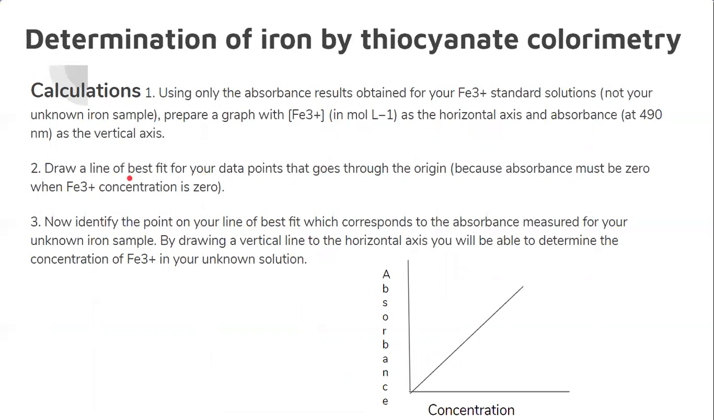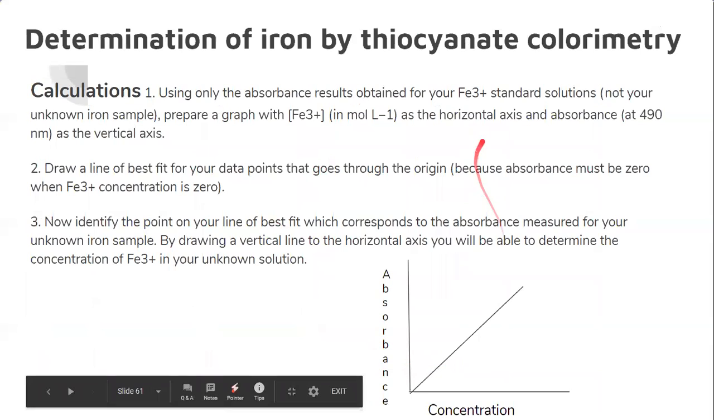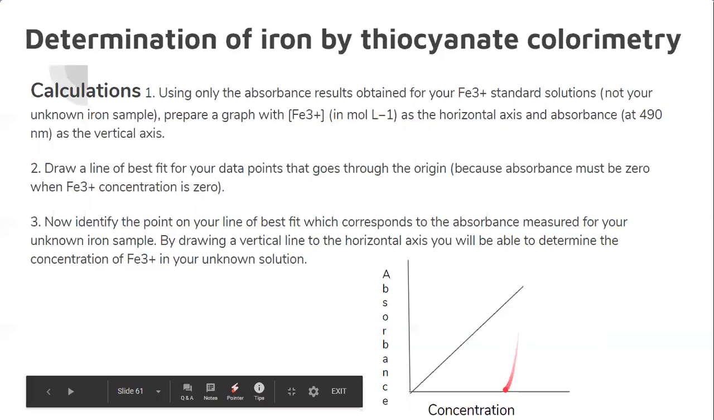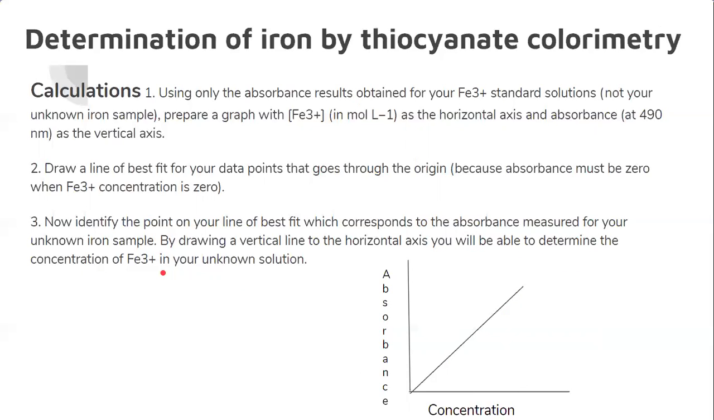In that calculation, using only the absorbance results obtained for your ferric standard solutions, prepare a graph with concentration as the horizontal axis. Next, draw the line of best fit for your data. Then identify the point on your line of best fit corresponding to the observed result of your unknown sample. Draw a vertical line towards the horizontal axis, which means concentration. From there, you will be able to determine the concentration of ferric ions of the unknown solution. So this is the procedure of colorimetry.